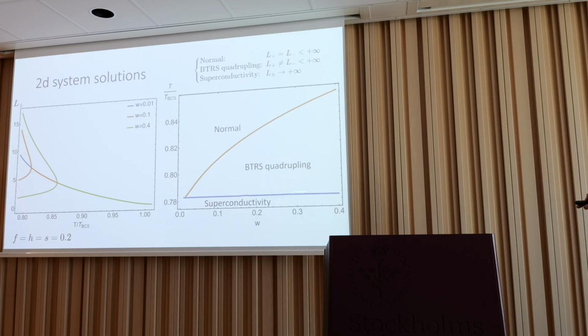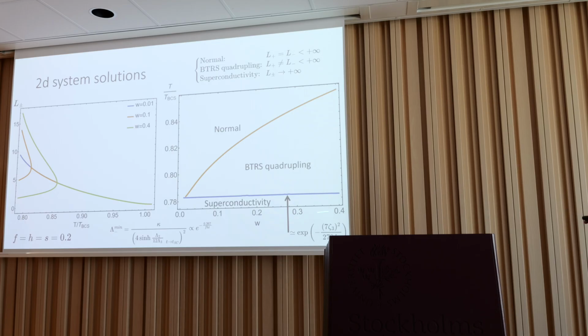This plot shows a similar thing, but in different coordinates. This is temperature again on the vertical axis, this is density-density interaction, and then we have some regions: this is normal, BTRS, and superconductivity, BTRS superconductivity basically. And the point here is that when density-density interaction becomes too small, the BTRS quadrupling state disappears.